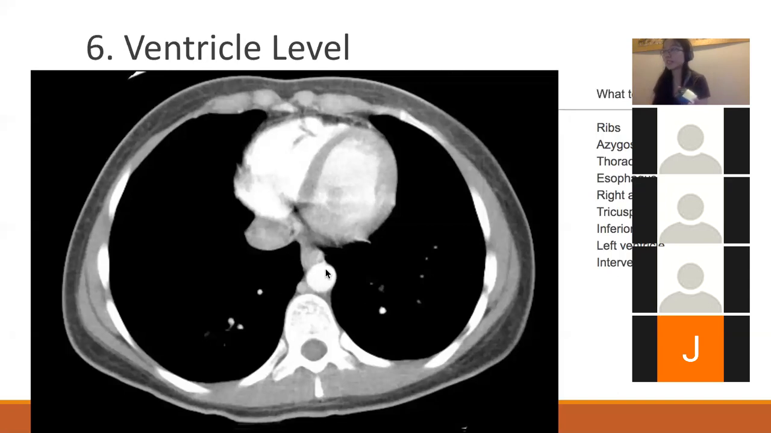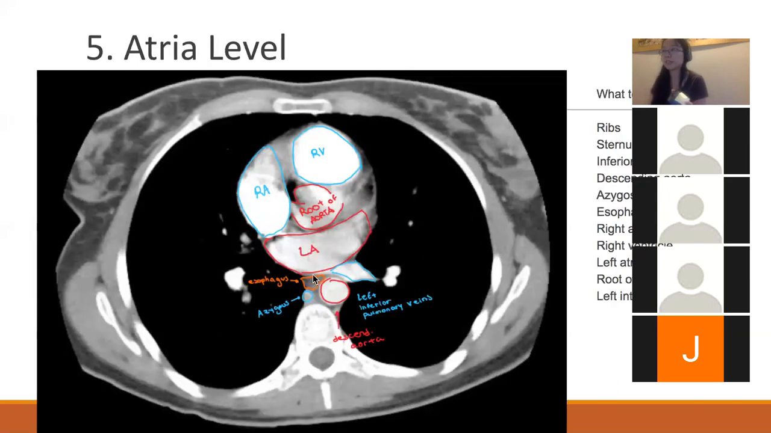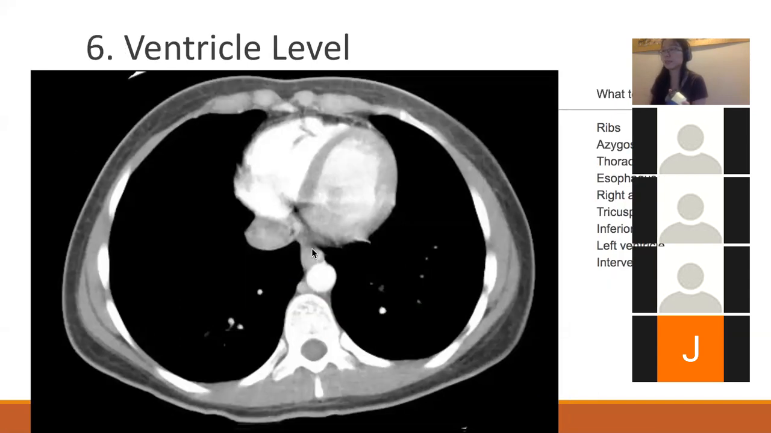So we have the descending aorta, we have the azygous vein, and then we're going to have the esophagus, right? If you remember from this slide, we had the esophagus, the descending aorta, and the azygous. It's just the same here. So this is going to be the esophagus. It looks kind of weird because it's sort of squished closed. We have the descending aorta, and we have the azygous.